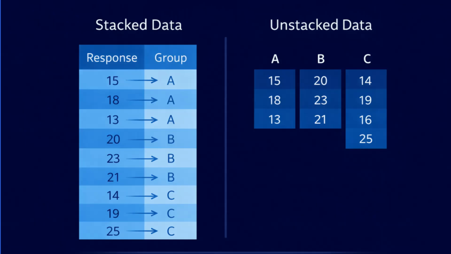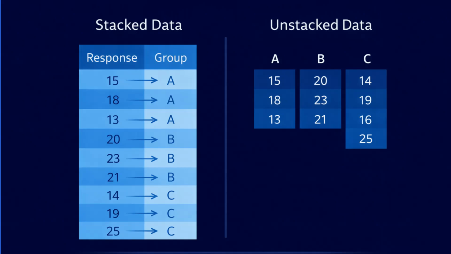To run one-way ANOVA in software, you need to know how your data are arranged. Sometimes the data are stacked, meaning all response values are in one column and a second column labels the group for each value. Sometimes the data are unstacked, meaning each group has its own column of response values. Software typically supports either format. The key idea is that you must provide the quantitative response and the categorical group labels in a way the program recognizes.